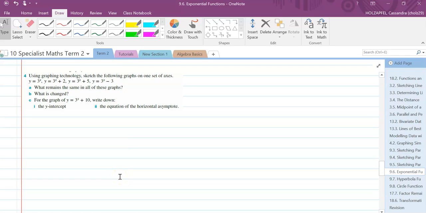Today we're going to look at some questions related to exponential functions. Specifically, we're going to look at using some graphing technology. So I'm going to use Desmos. If you've got a graphics calculator at home, please use that. If not, Desmos is a pretty good alternative.